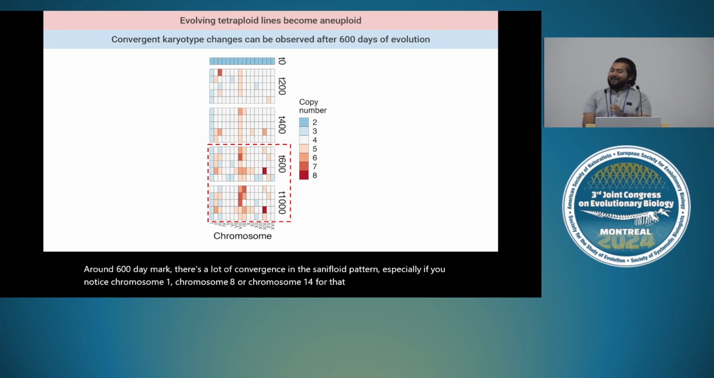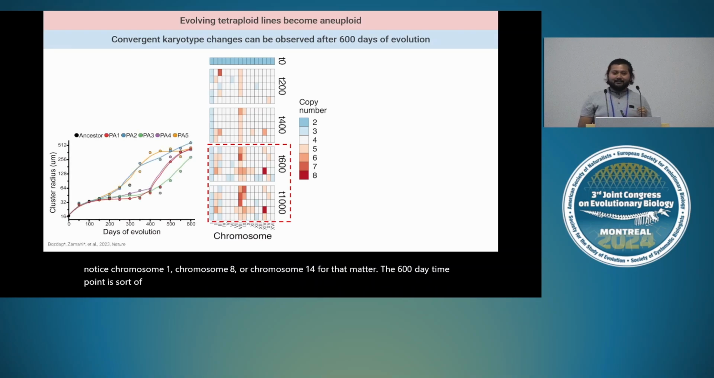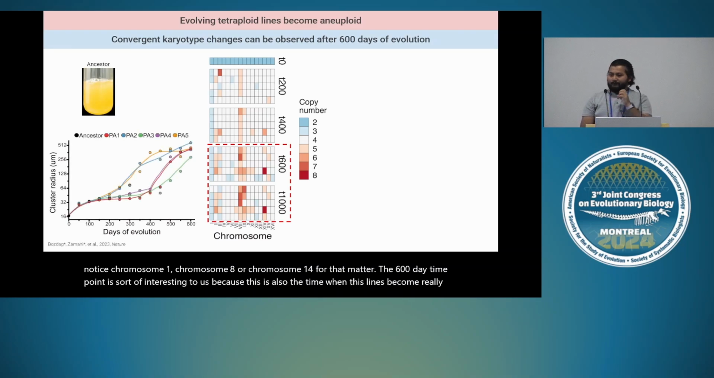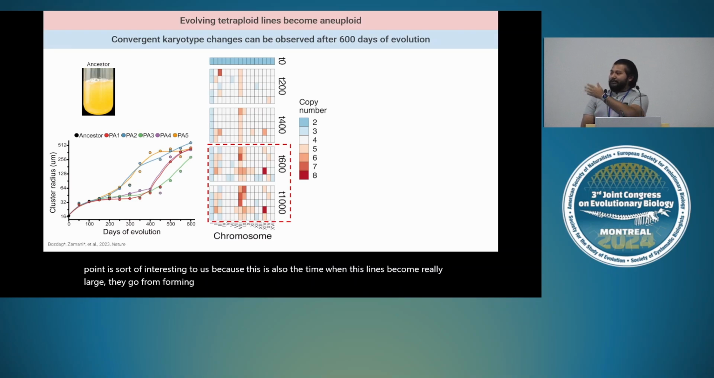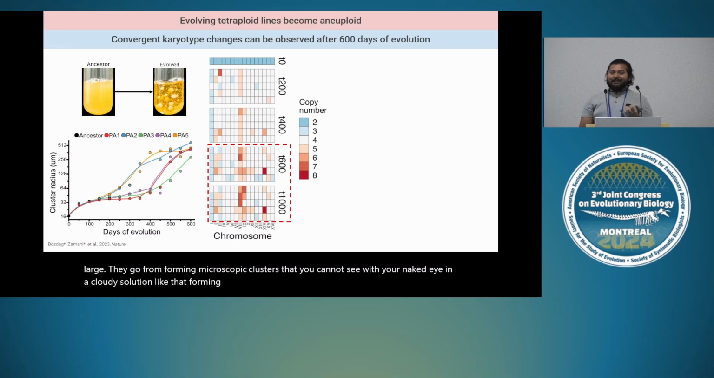The 600-day time point is sort of interesting to us because this is also the time when these lines become really large. They go from forming microscopic clusters that you cannot see with your naked eye in a cloudy solution like that, to forming macroscopic clusters clearly visible to the naked eye. Therefore, I wanted to figure out if this aneuploidy plays any role in the origin of macroscopic multicellularity.